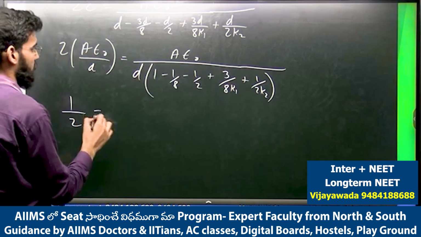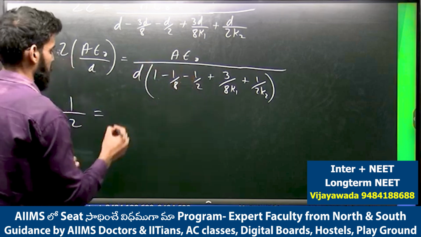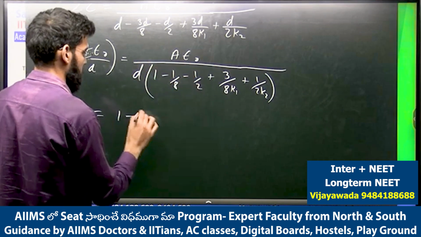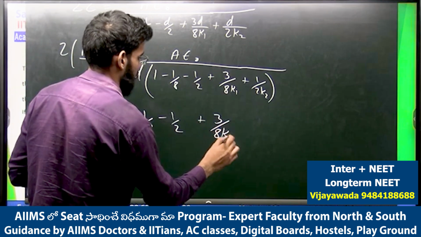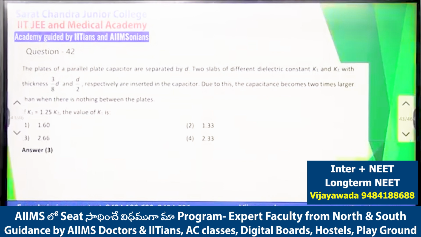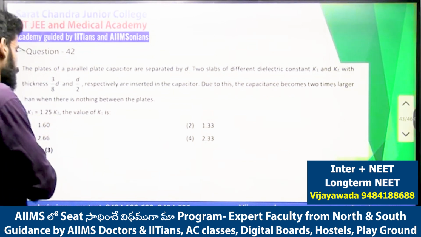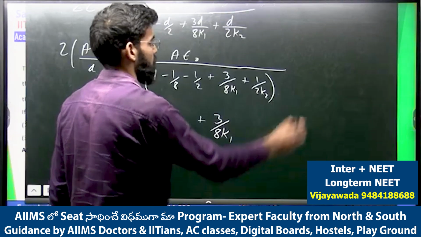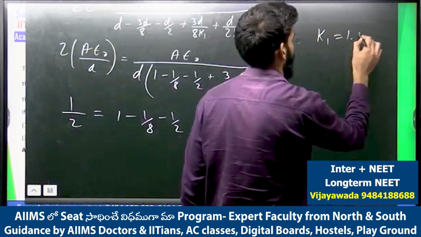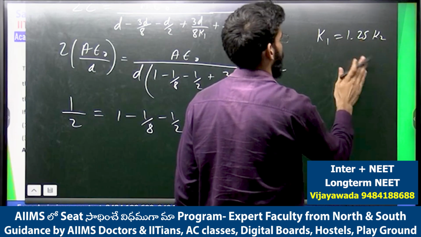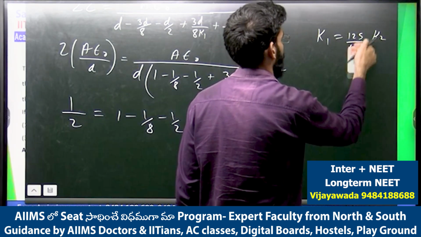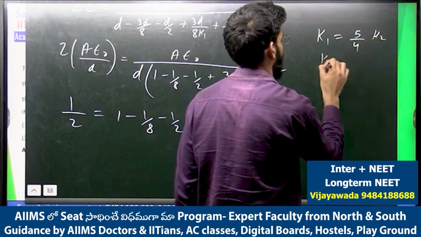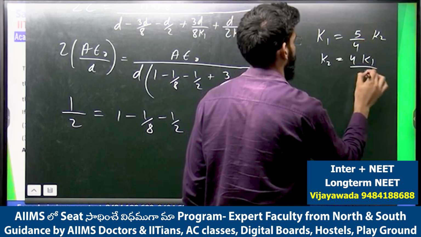So 1 by 2 is equal to, or you can reverse it, 1 minus 1 by 8 minus 1 by 2. Okay. Plus 3 by 8 K1. Actually, if you read the question, you have to find out K1 only. Okay, so K2 you can replace. K1 equals 1.25 into K2, as given. So 1.25 is nothing but 125 by 100, that is 5 by 4. Okay, so K2 is nothing but 4 K1 by 5.